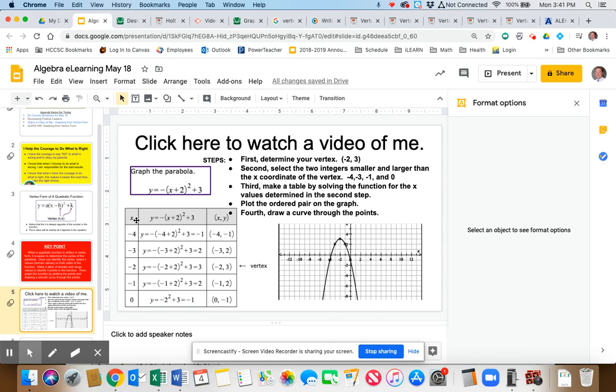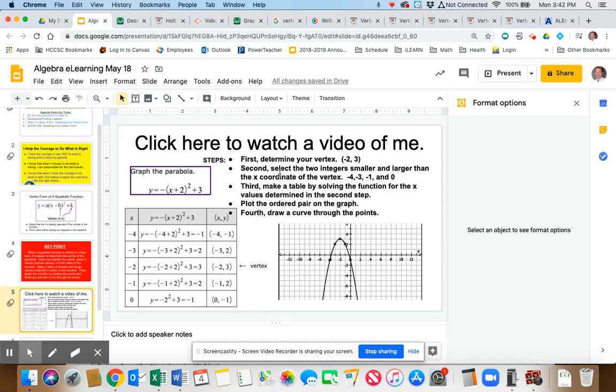So when I'm deciding on what points to put in for x to solve, I would already know that I want to use the negative 2, 3. Now, parabolas are symmetrical. So if I pick a point on the right side, I want to pick the same distance from the vertex on the left side, and vice versa. So the way I would do that is I would identify 2 points that are smaller than the vertex x value and 2 values that are larger, negative 1 and 0.